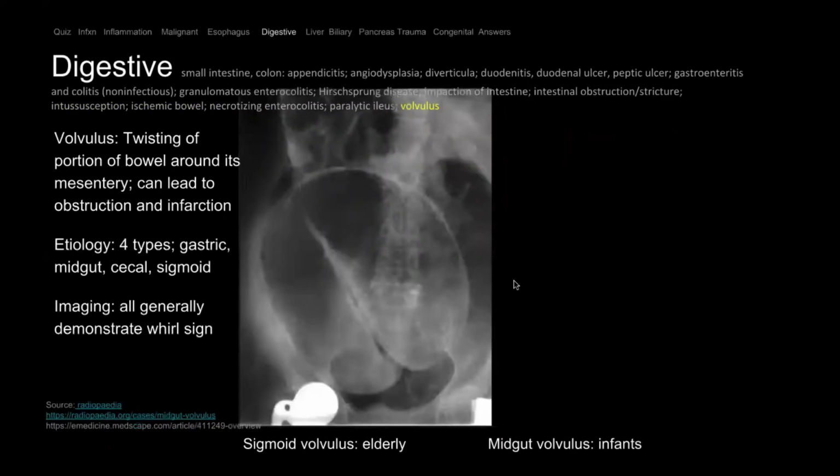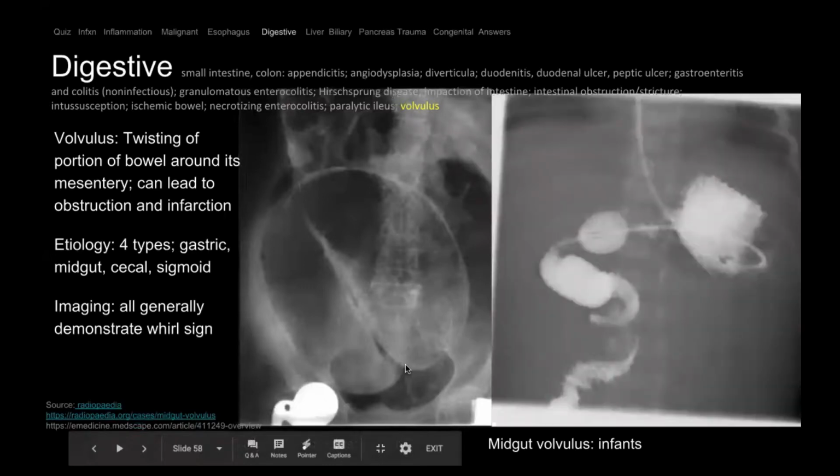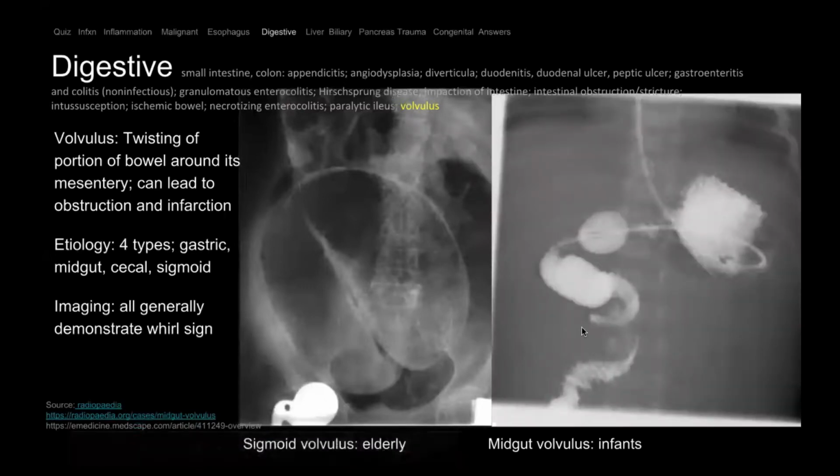Volvulus, okay. So here we have a radiograph, and there's this abnormal twisting of bowel. It's a bean shape, so this is sigmoid volvulus. And then this, on the other hand, is a child.